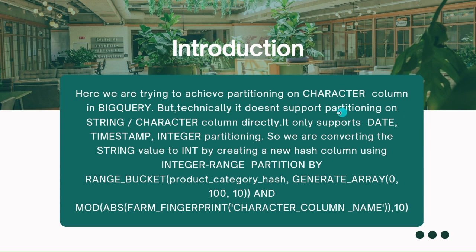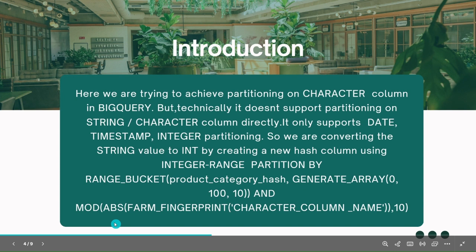Here we are trying to achieve partitioning on a character column in BigQuery, but technically it does not support partitioning on a string or character column directly. It only supports date, timestamp and integer data types. So we are converting the string value to int by creating a new hash column using integer range partition by range bucket, product category hash, generate array, and mod of ABS of farm fingerprint of the character column name, comma, partition range will create a new hash value.